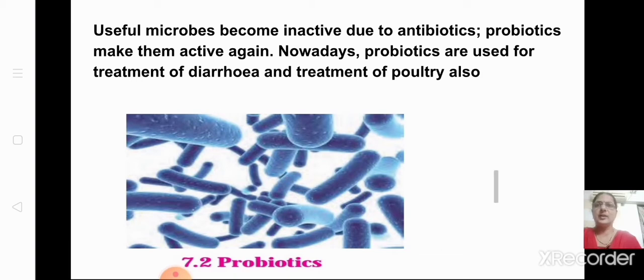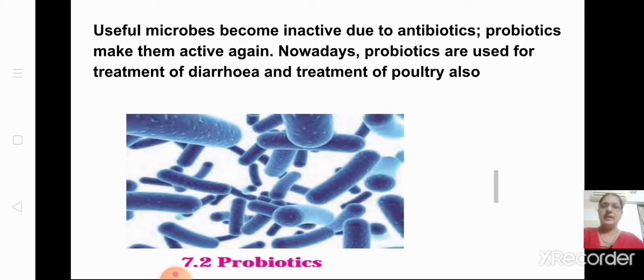Nowadays probiotics are also used for treatment of diet, this we all know, and treatment of poultry also. This is useful for human beings. Mostly we give it for loose motions and diarrhea. When you get this, probiotics can be taken, so it will improve it. Whichever microorganism becomes inactive due to antibiotics becomes active with the help of probiotics.